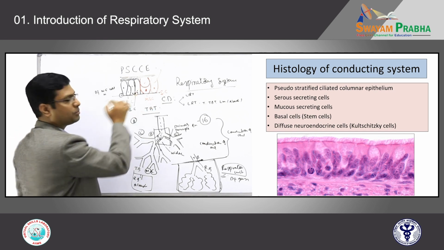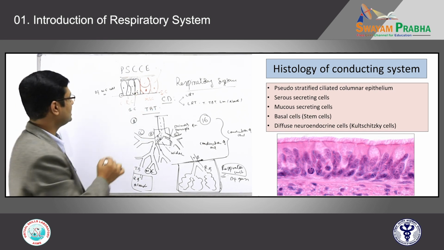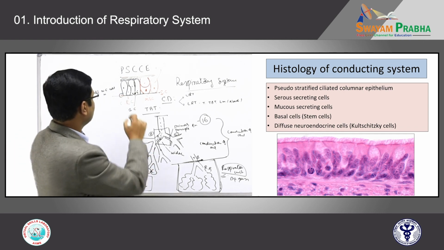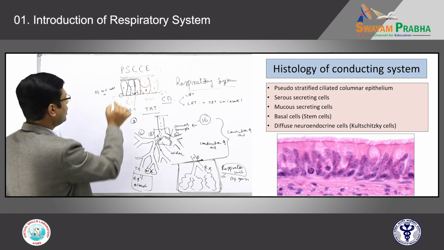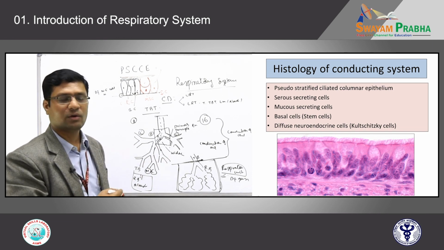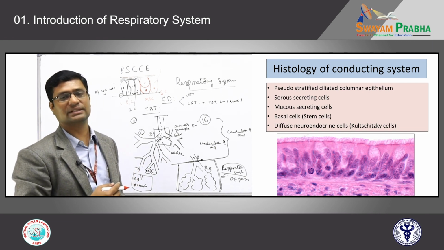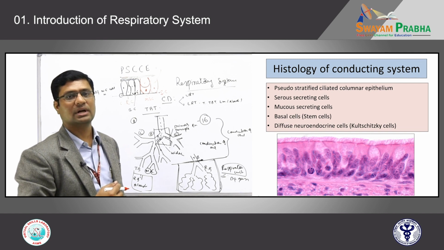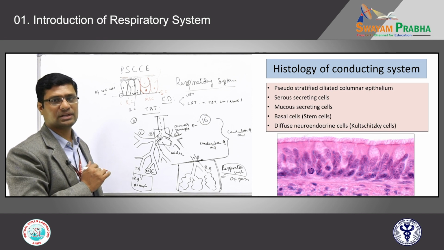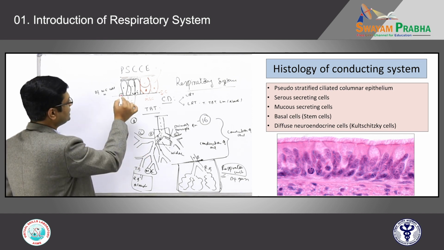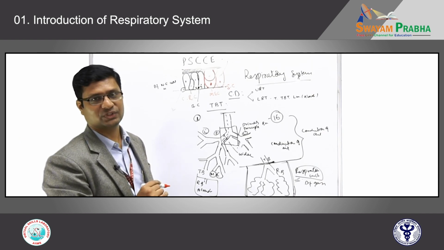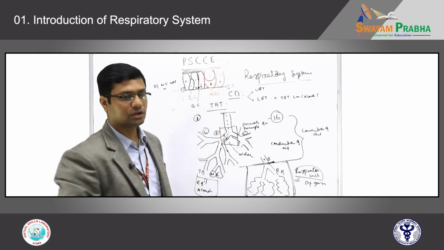Basal cells are used for proliferation, and we also call them stem cells. And finally, diffuse neuroendocrine cells are also known as Kulchitsky cells. All neuroendocrine tumors of the respiratory tract that we are going to talk about when I take up the tumors of the lung, for example, the carcinoid tumor, atypical carcinoid, small cell carcinoma, large cell neuroendocrine carcinoma, all these tumors arise from the neuroendocrine cells, that is the Kulchitsky cell, right. This is about the tracheobronchial tree.